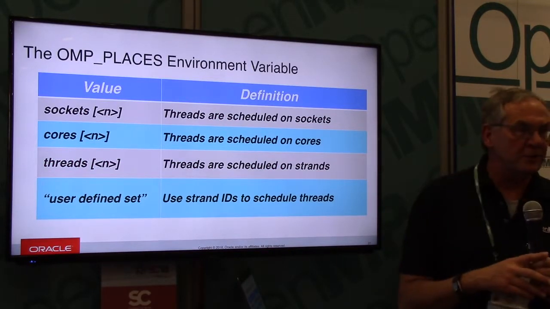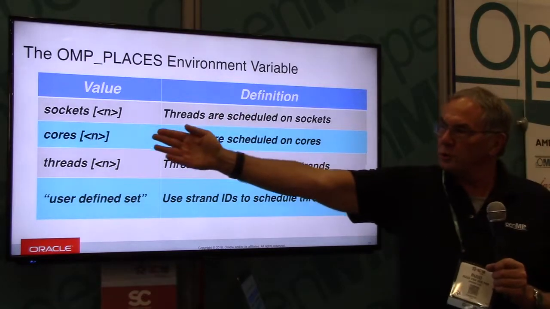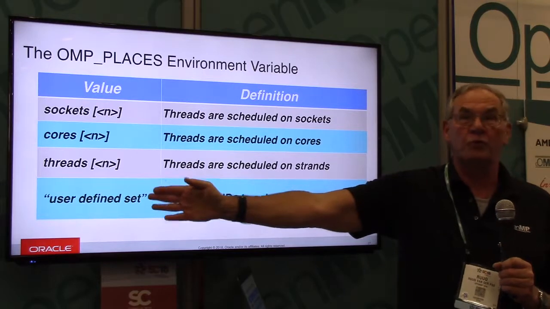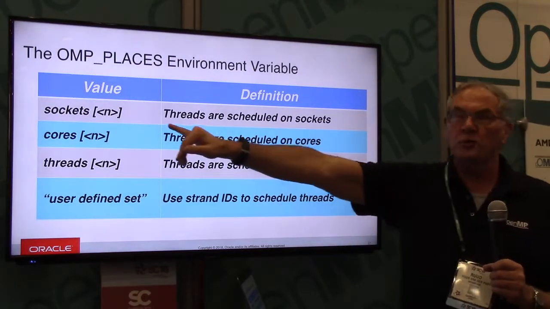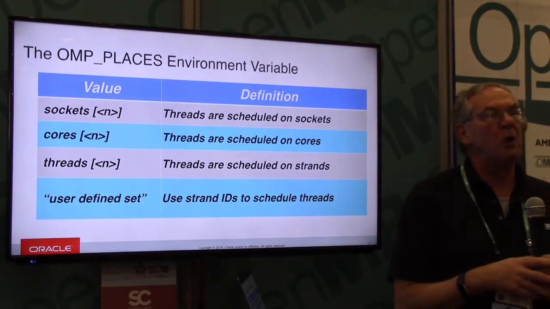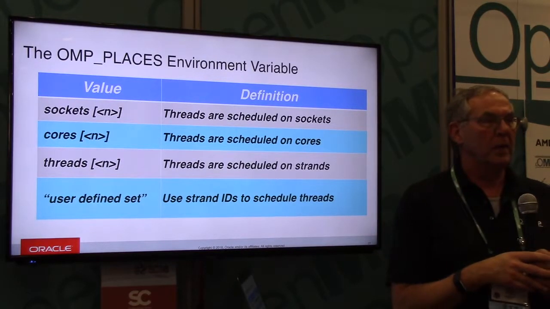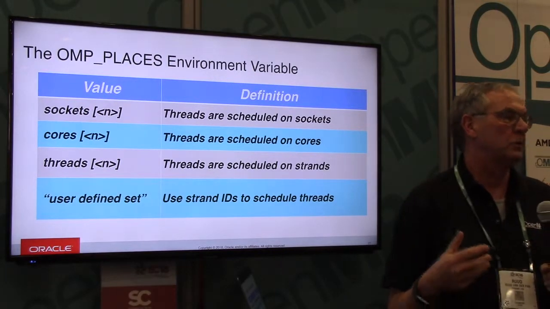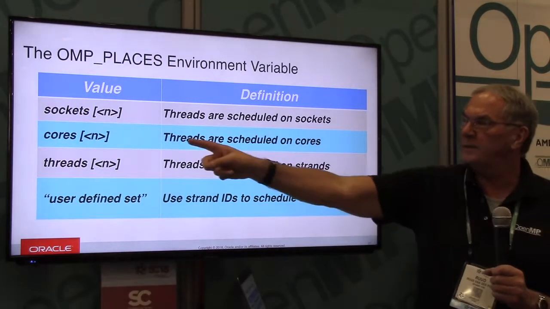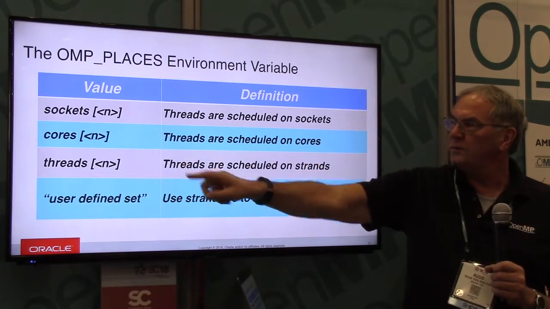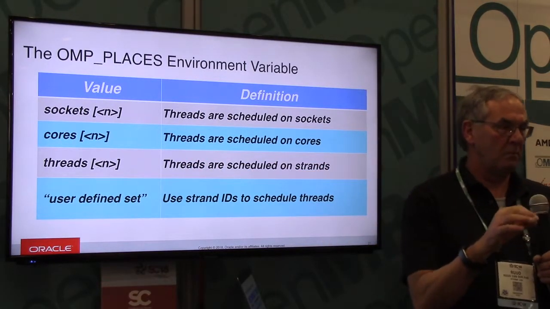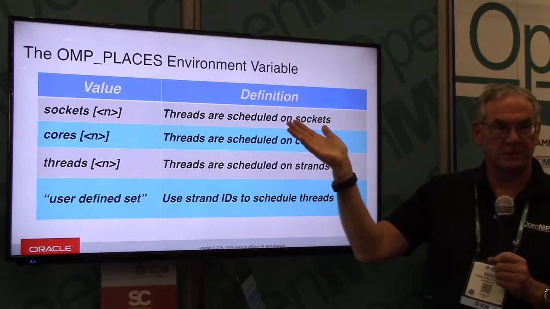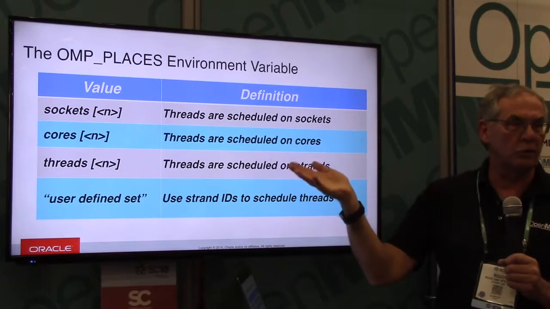You have more choices than that. There's sockets, cores, threads, and a user-defined set to give you full control. There's an optional number n that you can use to say how many cores you'd like to use. Like I have 8 cores in my system. I only want to use 2. That's how you do that. Same for threads, sockets, cores, and threads. You can limit how much you want to use. And that defines the places, like all the sockets, all the cores, and so forth.